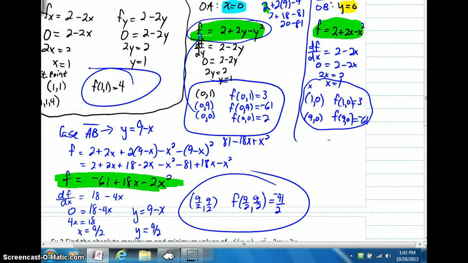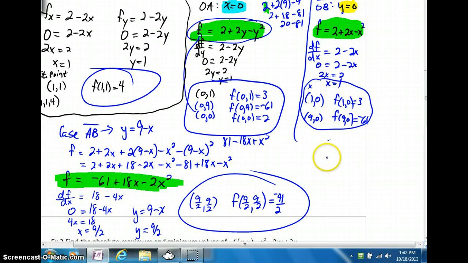So look, we go back to our three boundaries. I've circled all the boundaries there. We go back to our critical point of 1 comma 1. We saw that we had a z value of 4, or a function value of 4. So now we can talk about absolute max, absolute mins. Look at all these z values. The largest you'd see is at 4. The absolute max of 4 at the point 1 comma 1. In other words, you'd have the ordered triple 1 comma 1 comma 4 being the highest point on this surface.